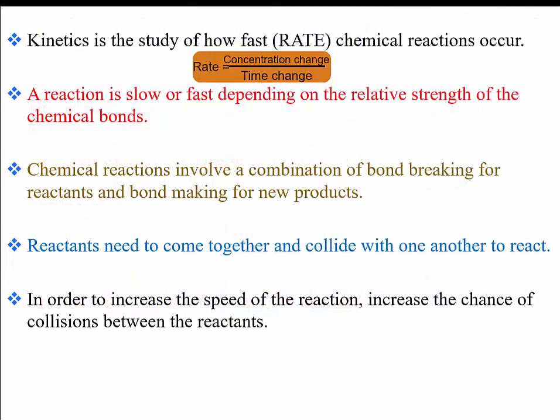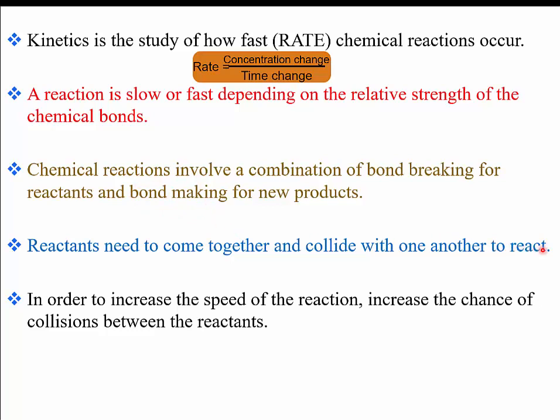So, like I said, kinetics is the study of how fast, or the rate at which, chemical reactions occur. So rate is going to be concentration change divided by time change. So it's going to be some change in concentration over some change in time. A reaction is slow or fast depending on the relative strength of chemical bonds and several other factors. Chemical reactions involve a combination of bonds breaking for the reactants and bond making for new products. And this bond breaking is always going to be endothermic, and this bond making is always going to be exothermic.